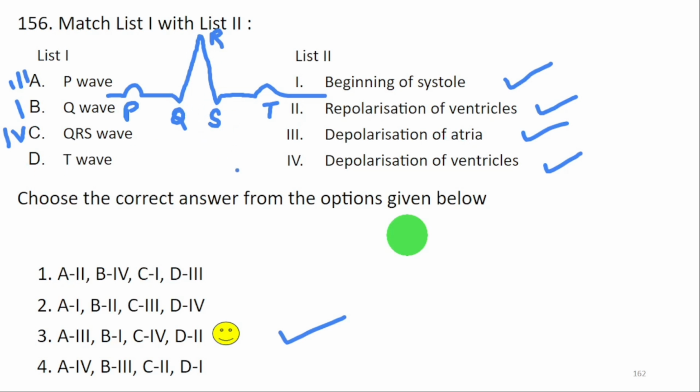So this is pretty simple, basic, and very interesting. So T wave will be 2. And that is what we have. A3, B1, C4 and D2.